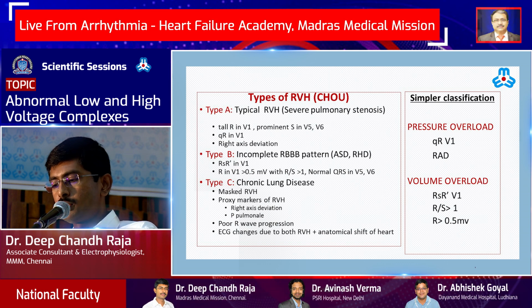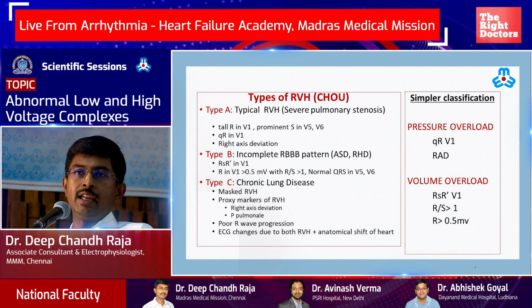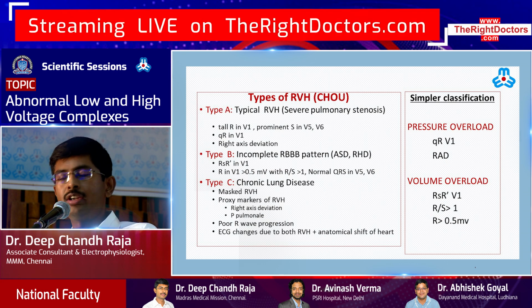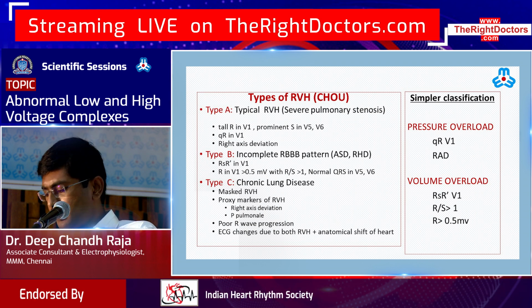So it was basically the Cabrera-Hernandez-Rubio classification that gave this classification of type A RVH, type B and type C RVH. Not much of clinical utility nowadays, but still you have to know this. And again, I'm not going to explain all of these.